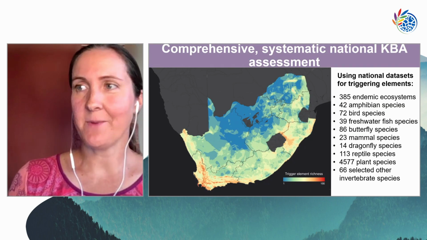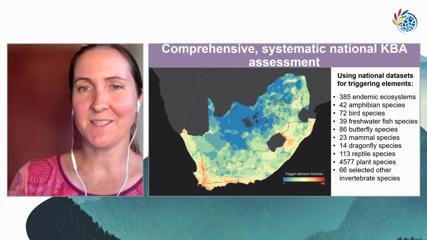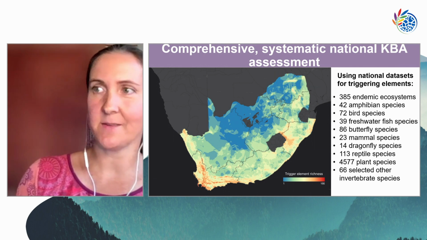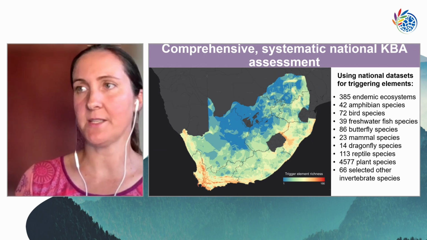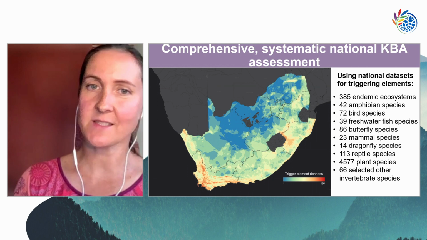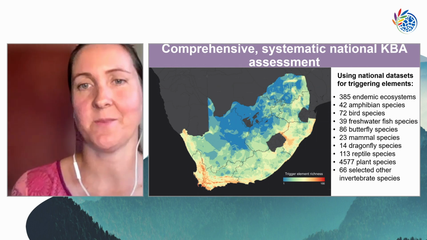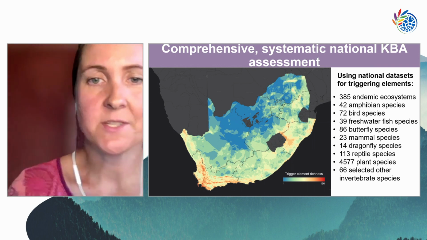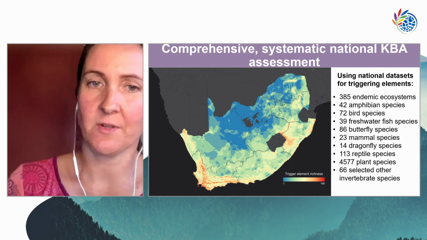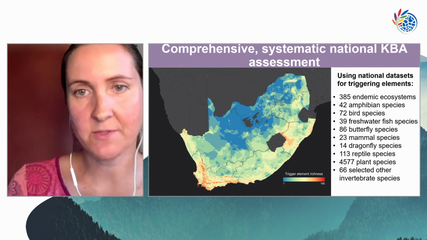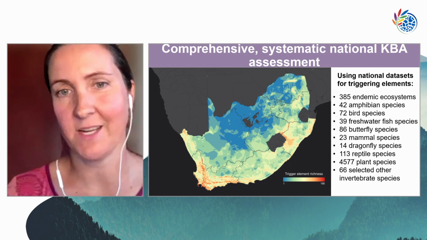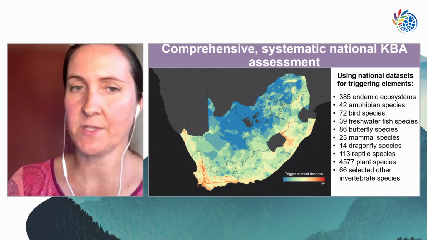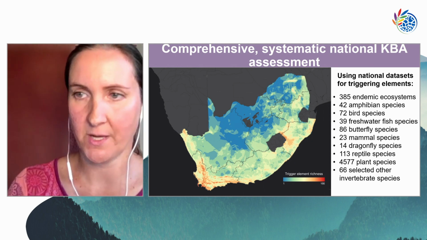But KBAs are, of course, completely different to systematic conservation planning, being a criteria-based system and being focused on identifying individual sites. So it required quite a different approach to what we are used to and experienced in. We still wanted to follow our established practice of doing a comprehensive systematic national assessment using all our available data on potential triggers, including ecosystems. And we also wanted to apply all the criteria where possible.